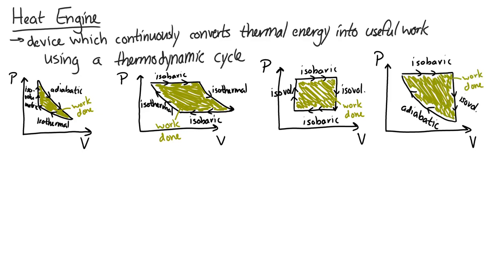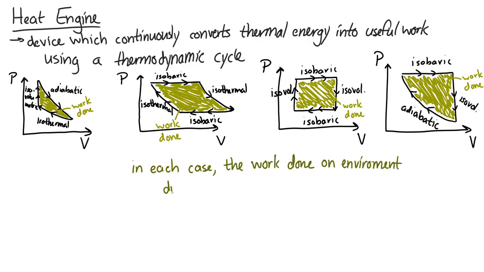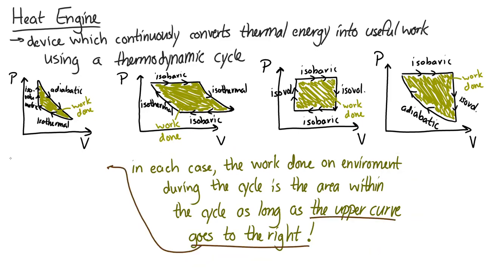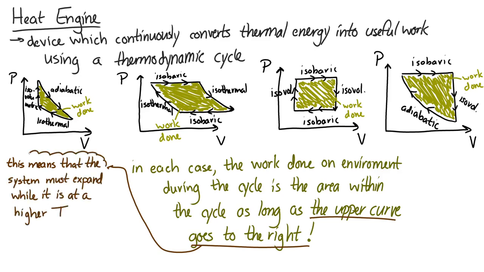In each case, the work done is the area within the cycle as long as the upper curve goes to the right, as long as you're traveling along the upper curve to the right. Now, physically, what we would interpret that to mean is that the system must expand while it is hotter. And it might take a moment to figure that out, but take a look at these diagrams and see if you can understand why that is.